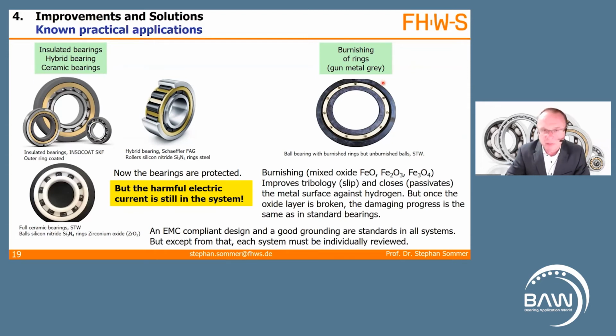Burnishing of rings is a good idea too. We see here a picture of inner and outer ring burnished, a brass cage, and blank steel balls. Burnishing is a mixed oxide, and it improves tribology. For example, it helps against slip a while. And it closes, it passivates the metal surface against the harmful hydrogen. But once the oxide layer is broken through electricity, through slip, the damaging process is just the same as in any standard bearing.